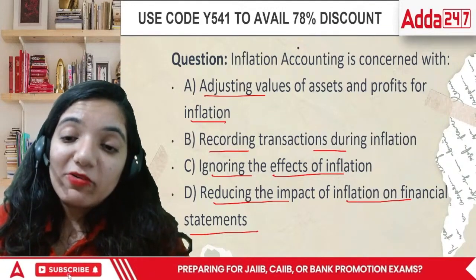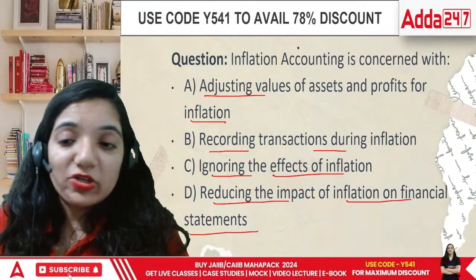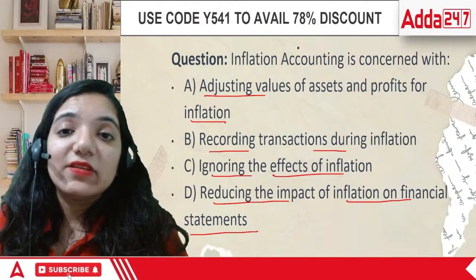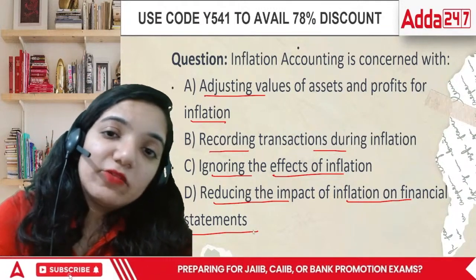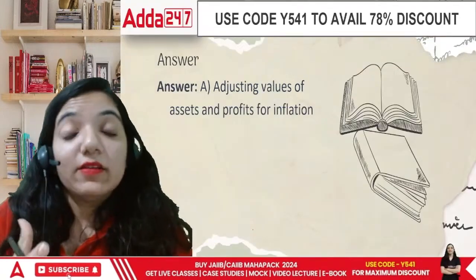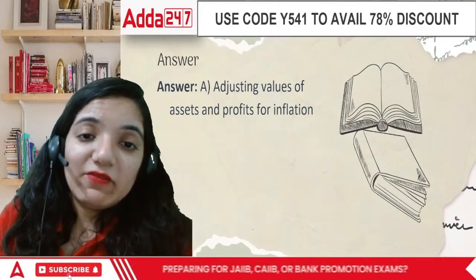That particular high price is going to impact decision making in terms of the production cost and other scenarios. So inflation accounting is concerned with basically what? It is concerned with adjustment of both. The value of the assets is also going high, the stock is available at a higher price, and even the profits.